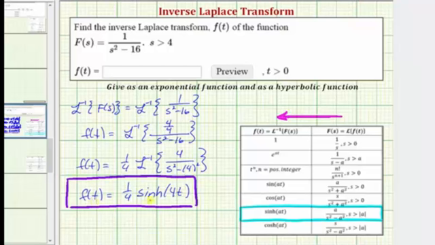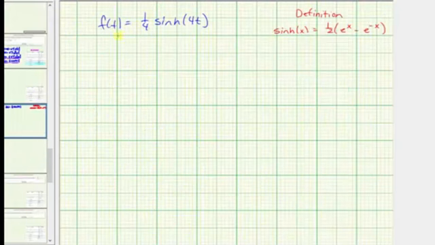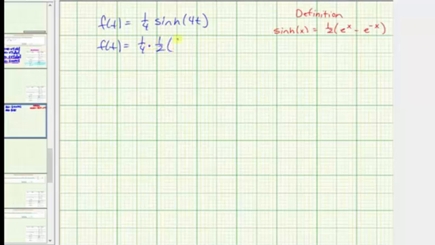We'll actually use the definition of hyperbolic sine to write this as an exponential function, and then we'll also come back and perform partial fraction decomposition on big F of s, and then use this formula to find the inverse Laplace transform of big F of s. Let's first write f of t as the exponential function using the definition of hyperbolic sine x. Hyperbolic sine x equals 1/2 times the quantity e to the x minus e raised to the power of negative x. Which means you can write f of t as f of t equals 1/4 times 1/2 times the quantity.